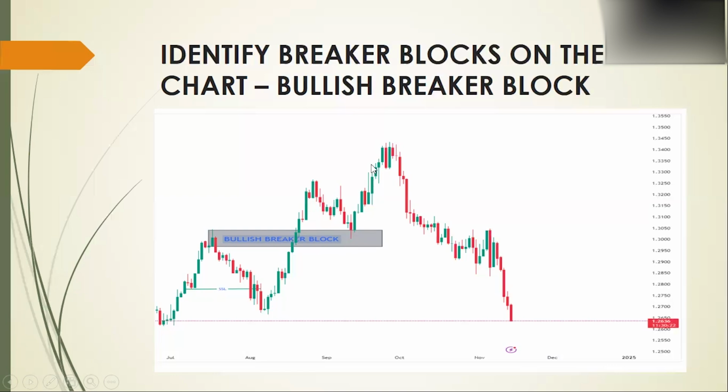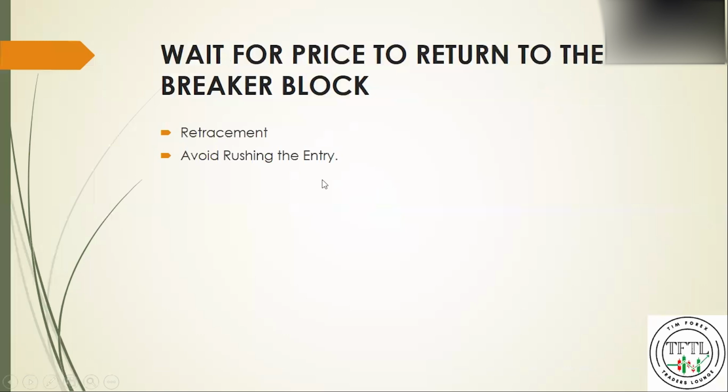So what you need to understand is that a bearish order block, if it is not respected, becomes a bullish breaker block. And a bullish order block, if it is not respected, becomes a bearish breaker block. All right, very simple. So what is the entry criteria? Number one, the key thing is to wait for price to return to the breaker block.